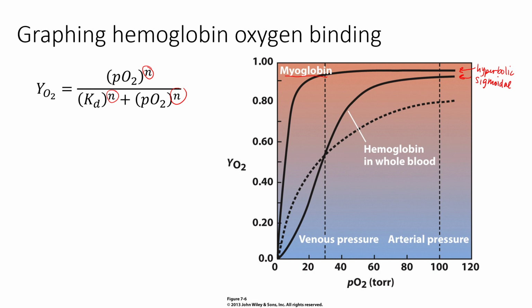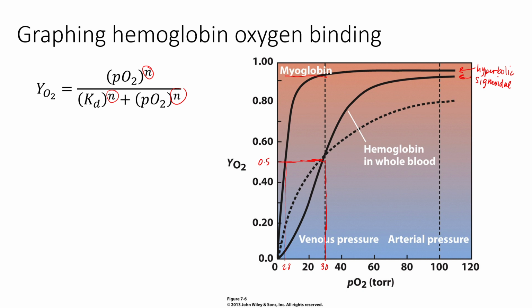If we wanted to, again, calculate our halfway bound state for hemoglobin, we would be just about here at the 0.5 mark, and if we drop down this vertical line, we are close to about 30 torr, which is very different from myoglobin, which, as you recall, was closer to about 2.8. And so the dissociation constant for hemoglobin is higher, which means it has weaker binding, right?